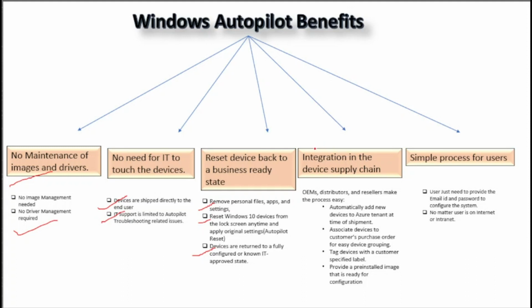The fourth advantage is the integration in the device supply chain. We know that the very first step in Windows Autopilot is to enroll or register the device in the Autopilot service. OEMs, distributors and resellers make this process very easy. They automatically add the devices to the Azure tenant at the time of shipment. They can associate the device to a customer purchase order for easy device grouping, tag devices with customer-specific labels, and provide a pre-installed image that is ready for configuration.